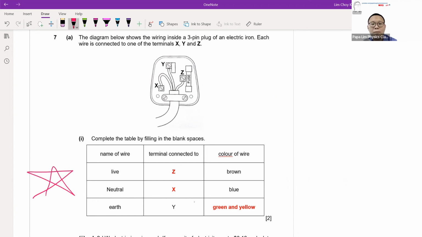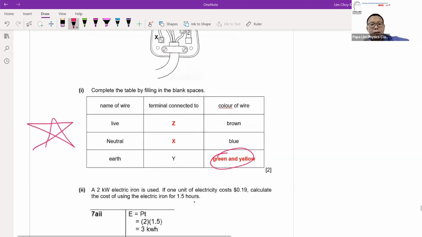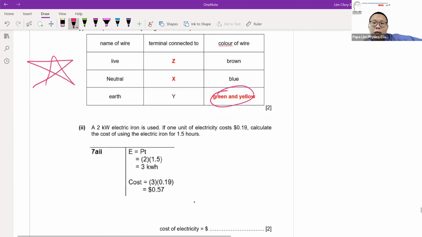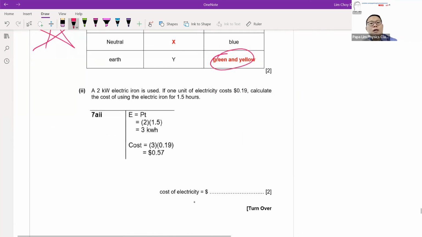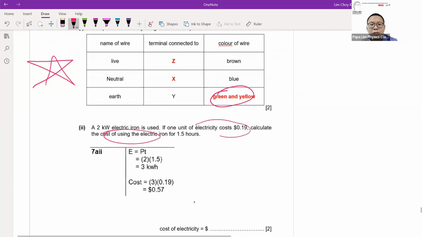Take note, and I mentioned before, the color of the earth wire has to be two colors, green and yellow. Not green or yellow, it's green and yellow. Then after that, we look at calculating the costing of the electrical iron. Cost of 1 unit of electricity is 0.19 cents. Now, if you look at 1 unit of electricity, it costs 19 cents.